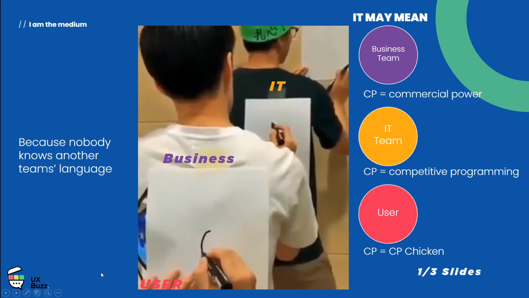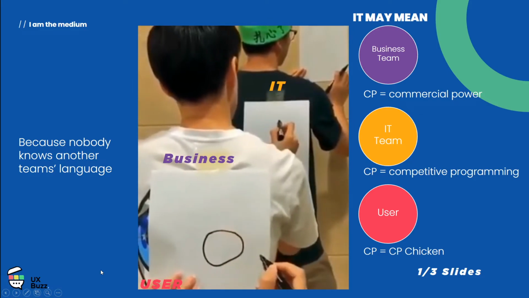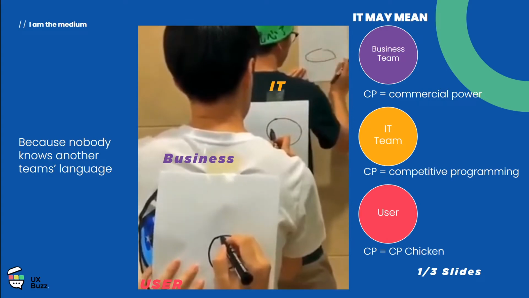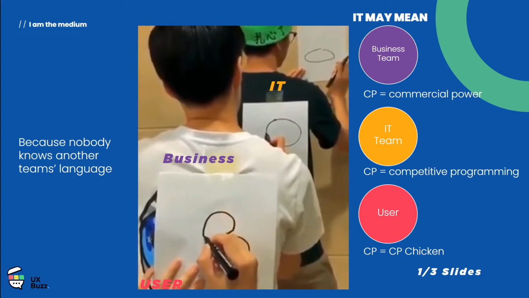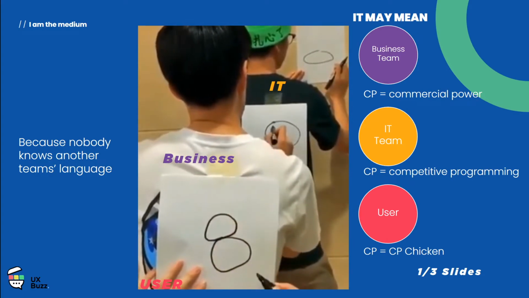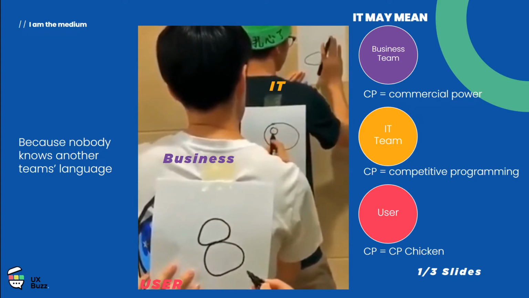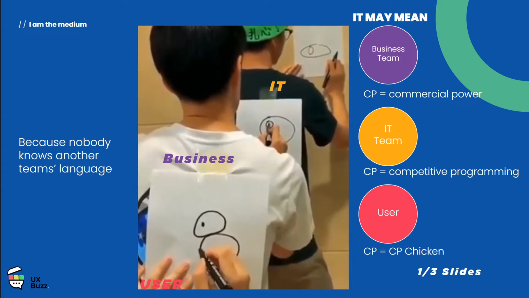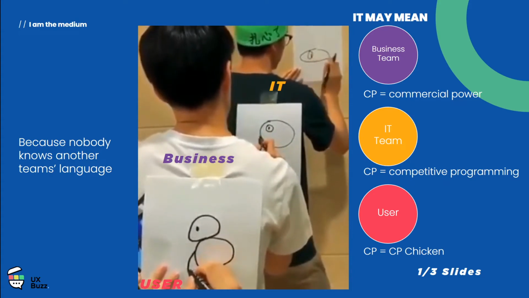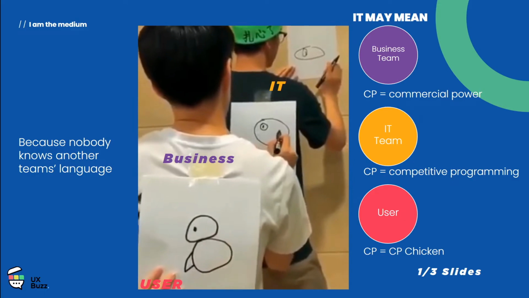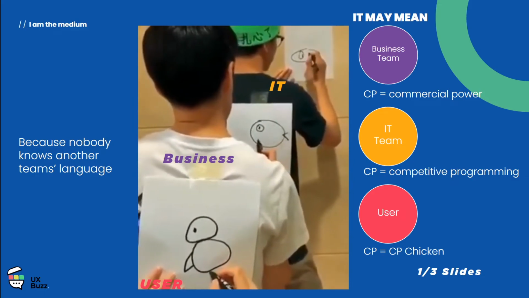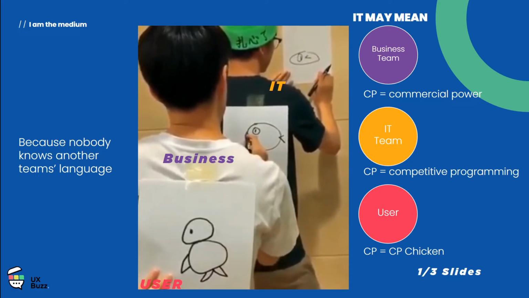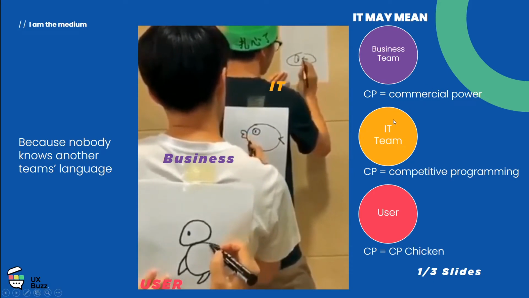Now let's watch a very funny video that shows why it is important. In different sectors, many jargons are used, which might not be understandable to each other. For instance, the customer may ask for CP, which can be misunderstood by the business as commercial power, which can be misunderstood by the IT team as competitive programming, where the customer only wanted freshly fried chicken from a CP brand. This is what we call a communication gap, and this is one of the vital actions we as a UX team do and resolve.